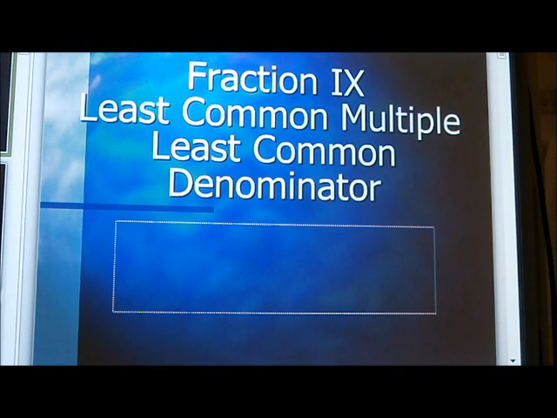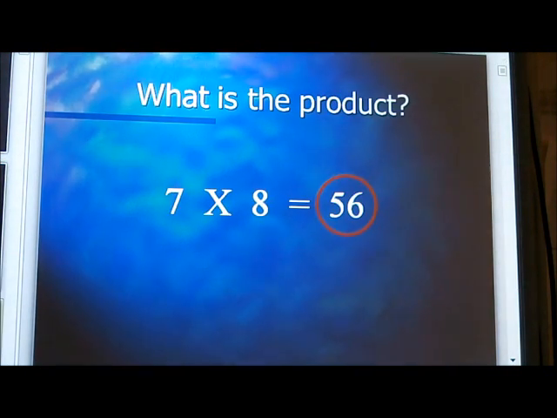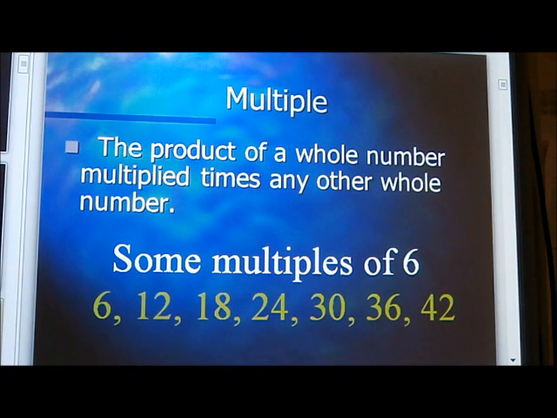So, the product: the answer to a multiplication problem. So that's just simple review. Again, we have a product of 56 here. A multiple is the product of a whole number multiplied times any other whole number.